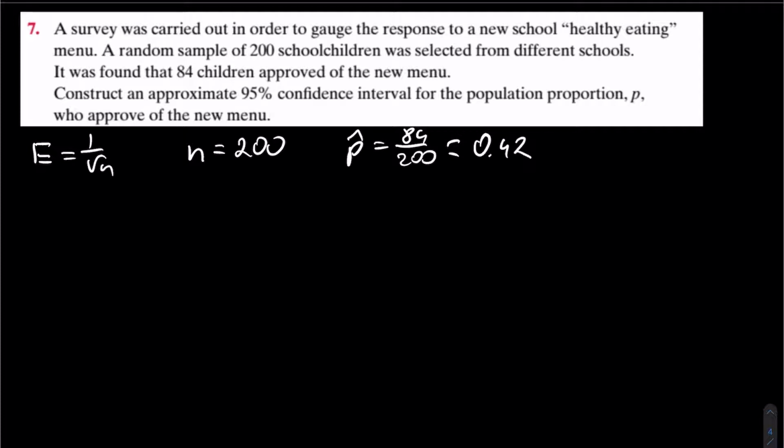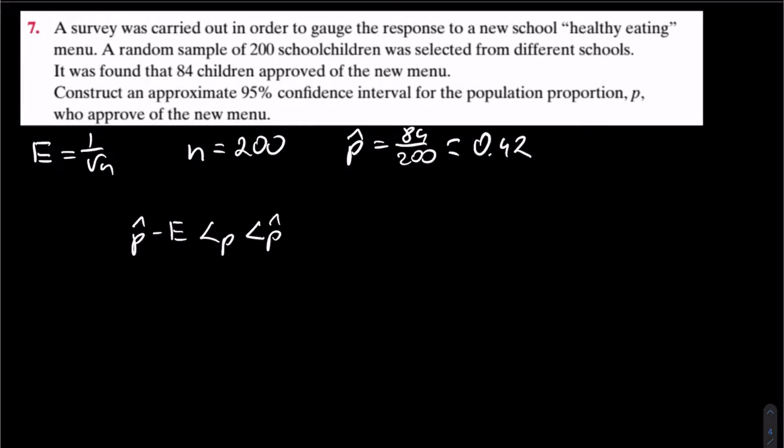Now, based on those values, I have to construct a 95% confidence interval for the population proportion p of the students who approved the menu, exactly the same way. p hat minus E is less than p is less than p hat plus E. Sample proportion minus margin of error, less than population proportion, less than sample proportion plus margin of error. Let's calculate the margin of error. E equals 1 over root n, in this case 1 over root of 200, which gives me the value of 0.071.